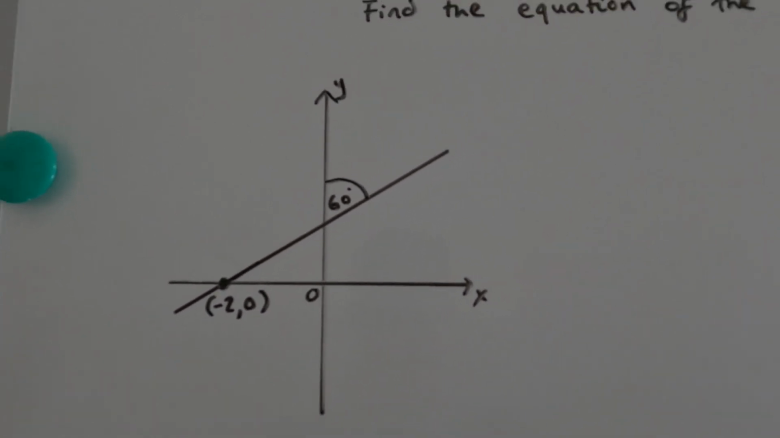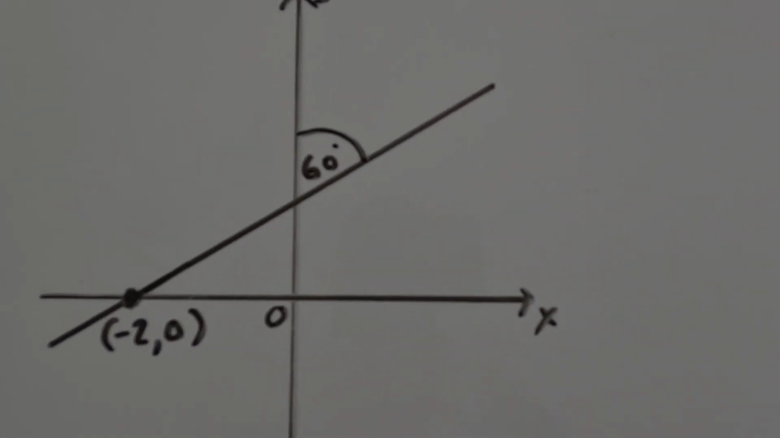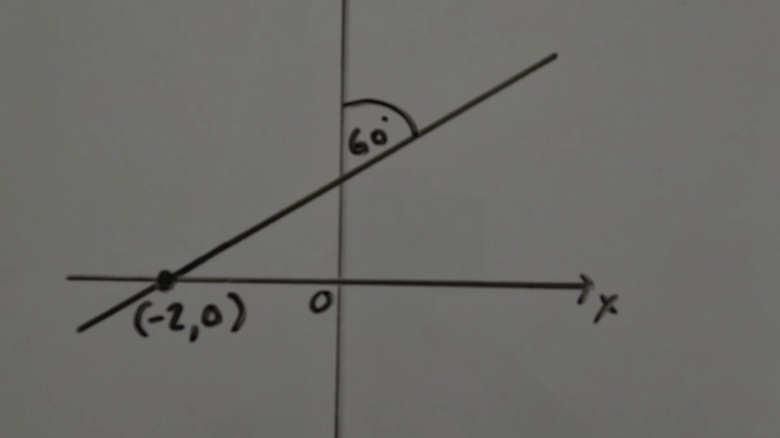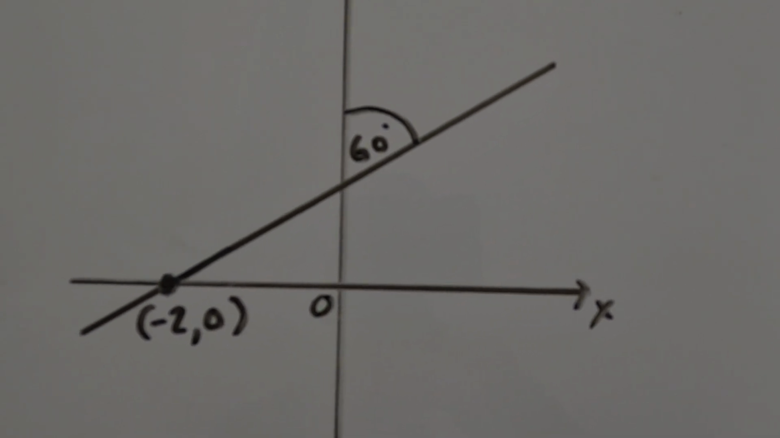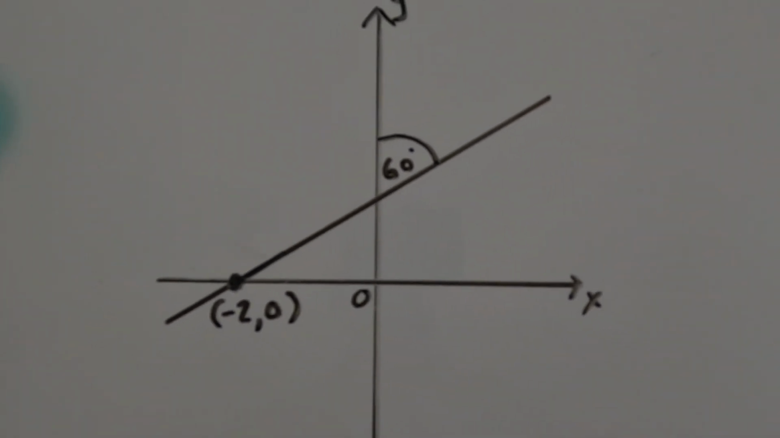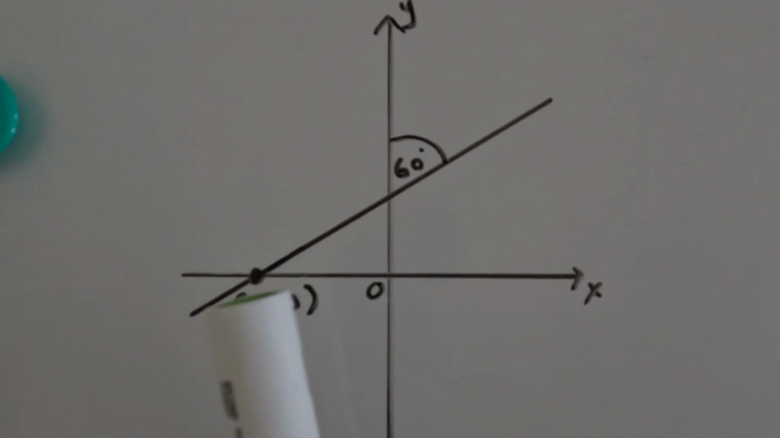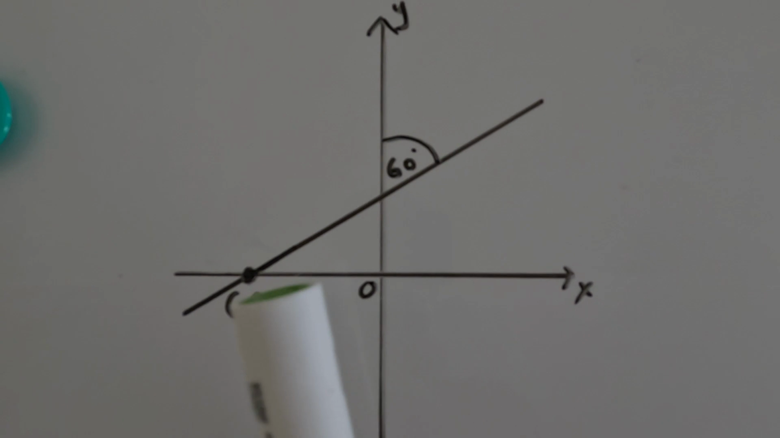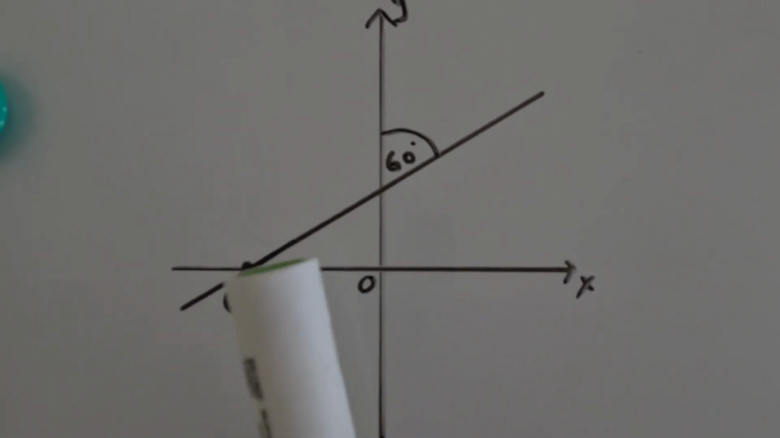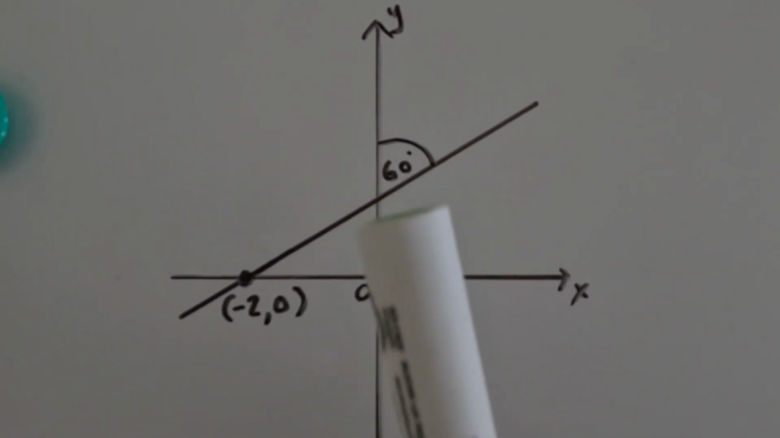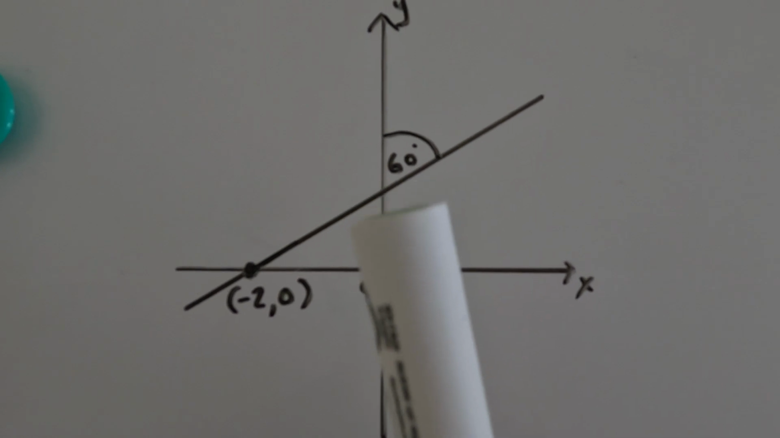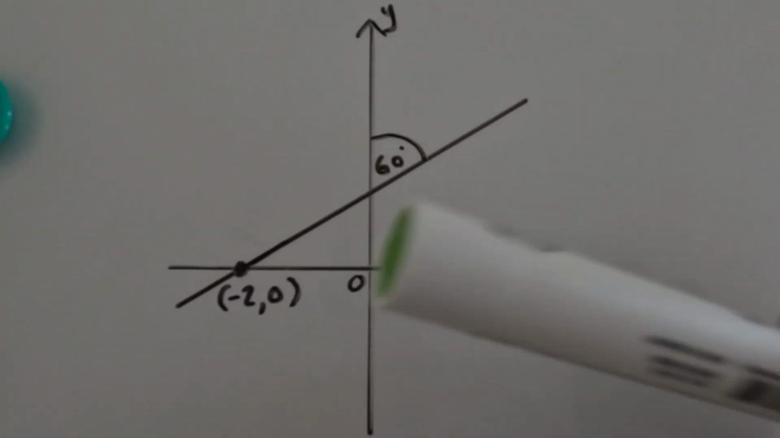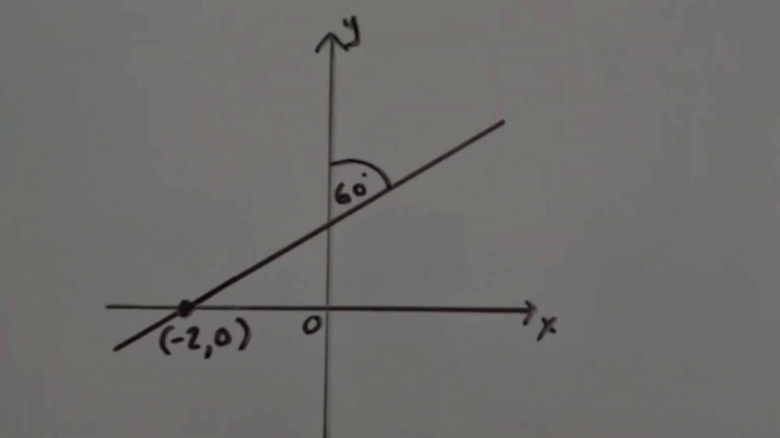So m is the gradient, but we're not given any information on the vertical distance. We know the horizontal distance is 2 from this point here. So if you consider this little triangle here, this distance down here is 2. But this little distance going up here to the y-intercept, that is unknown at the minute. But we don't actually need to know that.